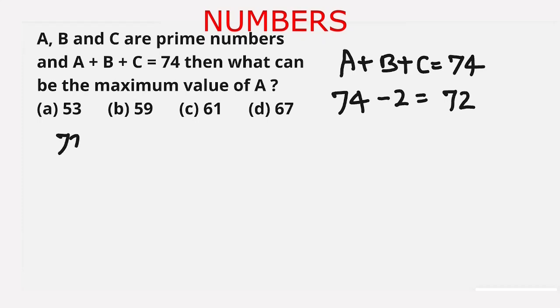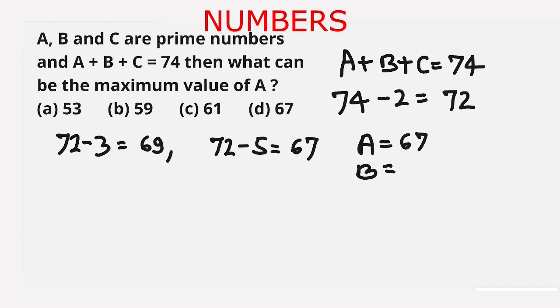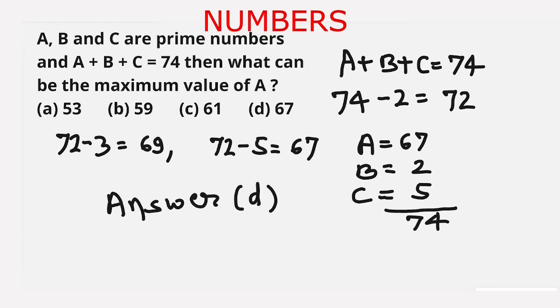numbers from 72. 72 minus 3 is 69 and 69 is not a prime number. Next, 72 minus 5 is 67 and 67 is a prime number. Thus A equal to 67, B equal to 2 and C equal to 5. These are the three prime numbers and the sum of A plus B plus C is 74. And from the given options, our answer is option D. Hope you have understood the method of solving the question.